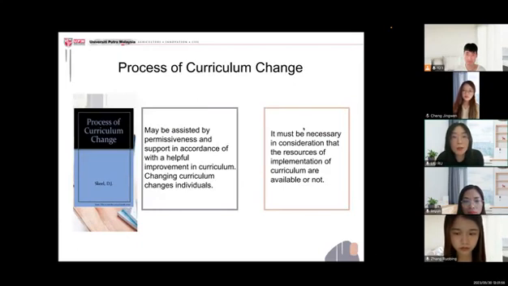Process of curriculum change. Permissive research and encouragement along with a beneficial curriculum development may be helpful. People adapt as a result of changing curriculum. It is necessary to consider whether the resources for implementation of the curriculum are available or not.